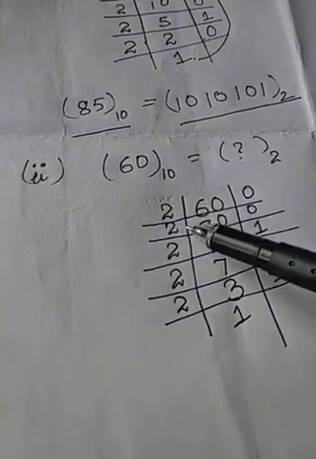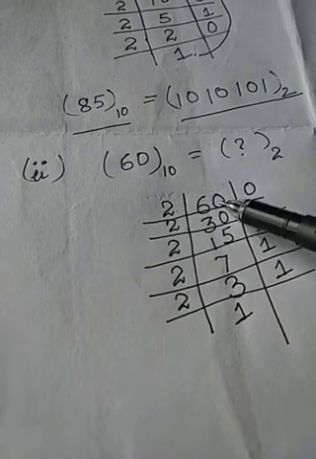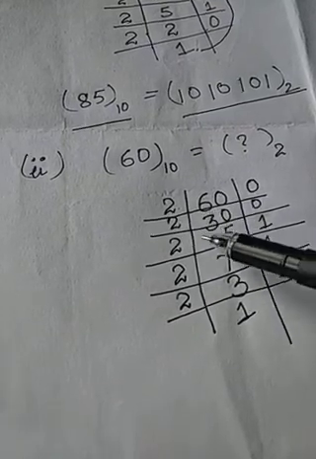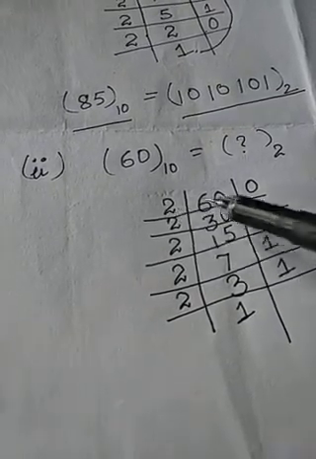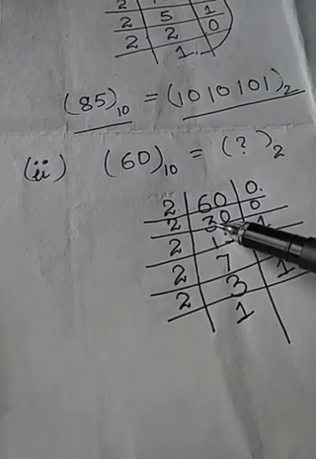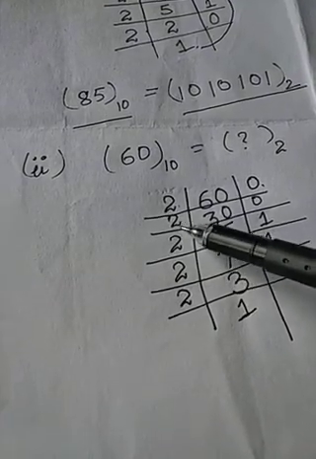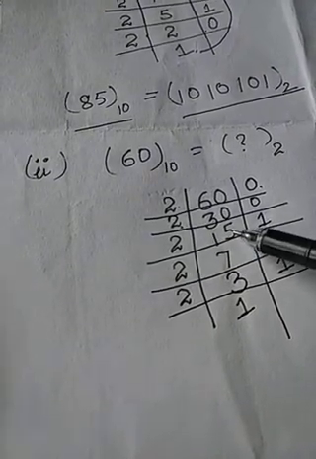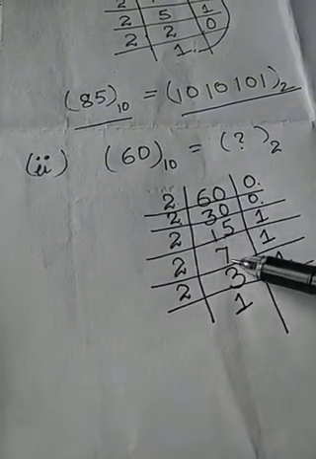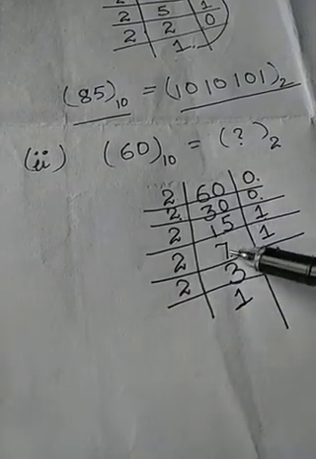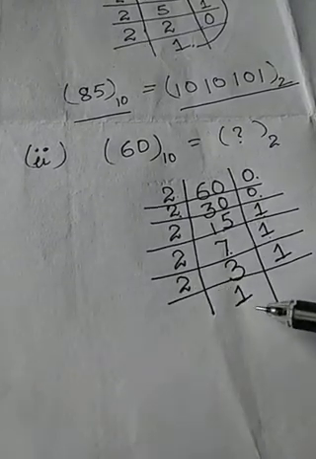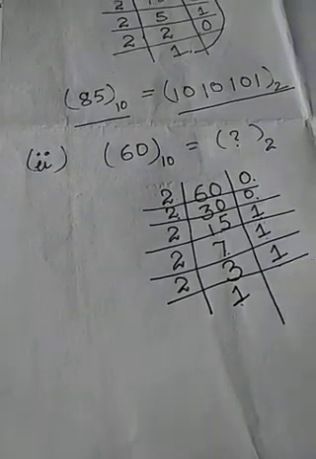Once again I'll repeat, you please follow. So what we have to do? We have to do a repeated division of 60 by 2. So 60 divided by 2 we get 30 and then remainder is 0. Again, whatever quotient we get, we divide it by 2. So 30 divided by 2, answer is 15, and your remainder is 0. 15 divided by 2, answer is 7, remainder is 1. 7 divided by 2, answer is 3, and the remainder is 1. Again 3 divided by 2, your answer is 1 and remainder is also 1.